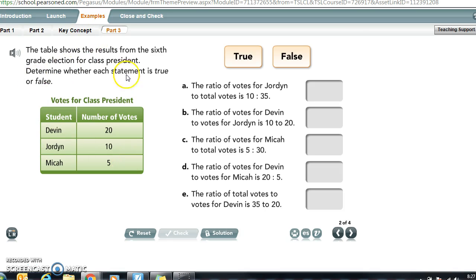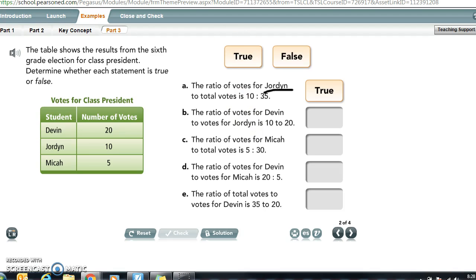The table shows the results from the 6th grade election for class president. Determine whether each statement is true or false. A. The ratio of votes for Jordan, so I'm going to go ahead and underline Jordan, was 10 votes to 35. Well, so far, yep, Jordan had 10. Well, the total amount of votes was 20, 30, 35. So that then must be true.